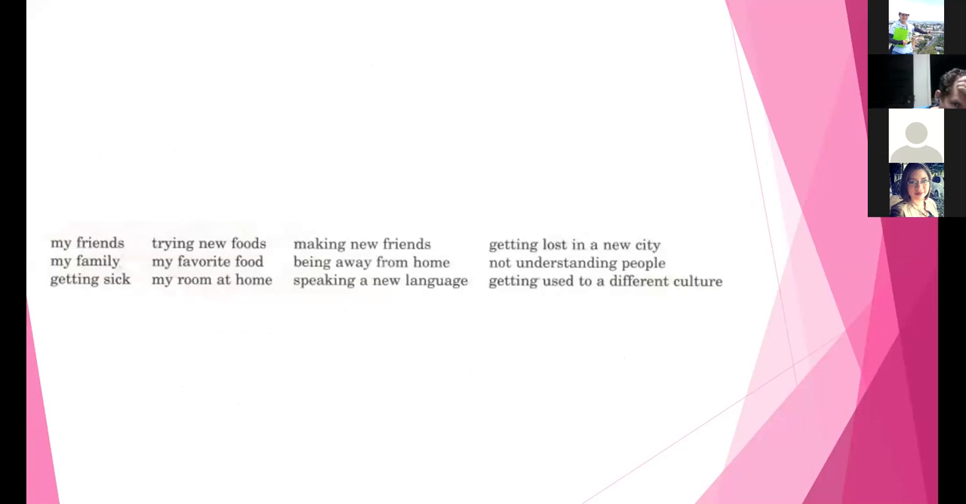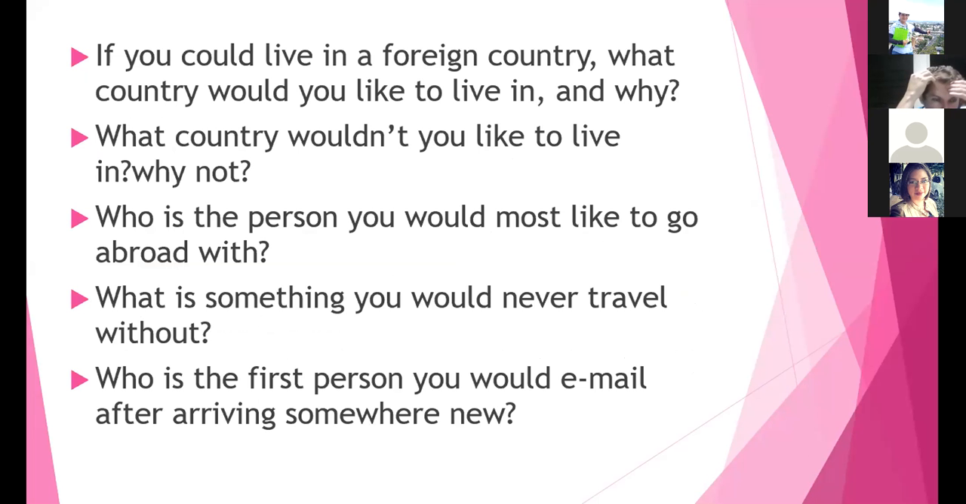Okay, very good. So here what you have to do, I'm going to send you back to your groups. And the idea is for you to speak, okay? If you want, you can type your answer. So when I come into your group, I can see your answers. Or if you don't know how to, or if you don't want to, it's okay. But I'm going to come in and I'm going to ask you. So the idea is for you to have these questions and ask each other. For example, if I'm working with Adriana, I say, Adriana, if you could live in a foreign country, what country would you like to live in and why? The idea is for you guys to practice speaking.